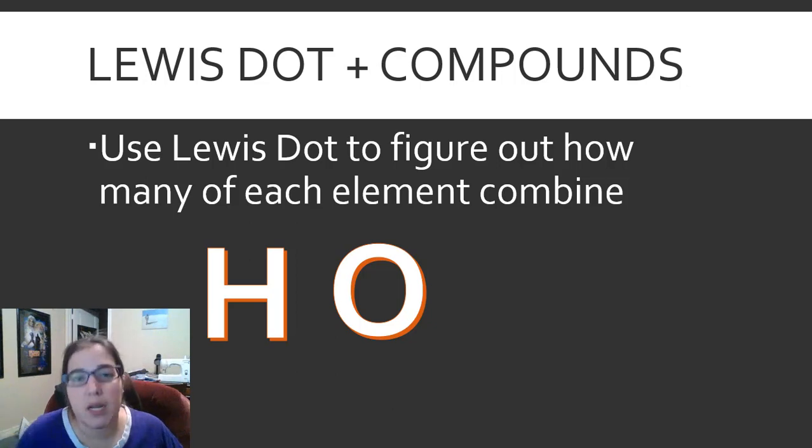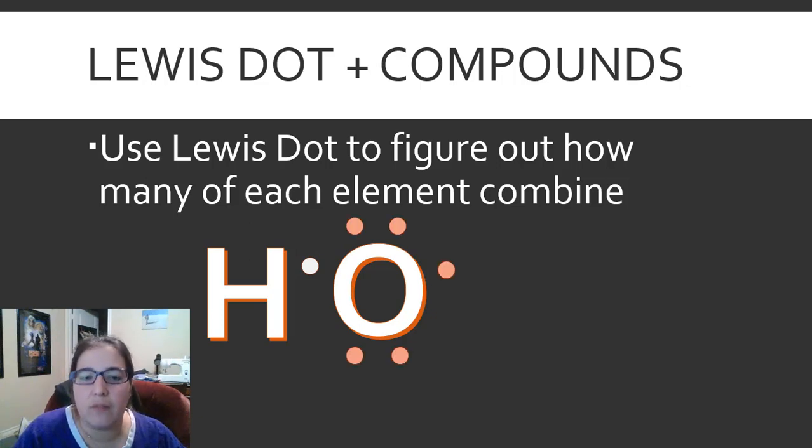Hydrogen on the periodic table is 1. That means it has 1 valence electron. I'm going to put 1 little white dot for hydrogen's electron. Oxygen on the periodic table is 8. That means there's 2 on the inside level, 6 on the outside level. So I'm going to make little pinkish orangey colors for the 6 electrons for oxygen. 1, 2, 3, 4, 5, 6.